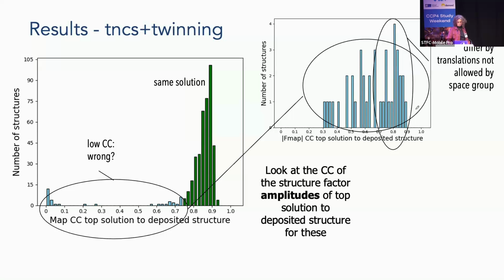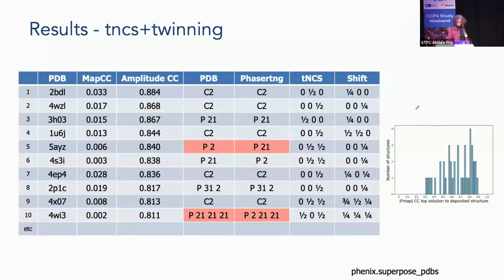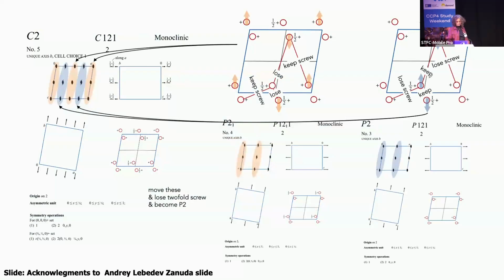And this corresponds to non-origin translations of the structure. So for example, here are the top 10 examples in that list. And you can see that we end up with a low map CC, but a high amplitude CC. Same space group, this is the TNCS, and this is the shift of a non-allowed unit cell translation here. There are a couple of interesting cases where it's also changed space group here and here. And that's another thing that happens when you have these pseudosymmetries and pseudocenterings. This is another slide inspired by Andrei Lebedev's slides.